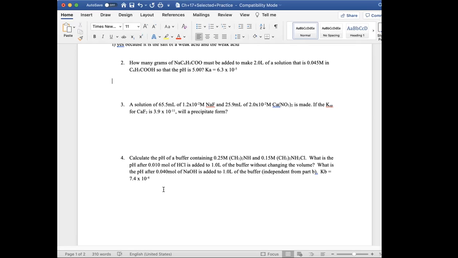So we're going to find Q, and based on that, compared to the Ksp, we'll see if a precipitate forms. And there's going to be common ion effects here, because the NaF is going to break apart into sodium and fluoride ions. Fluoride is a common ion to the CaF2. And then the calcium nitrate will break apart, and the calcium is a common ion to the CaF2. So there's going to be common ion effects from both of these, and that's going to work against its solubility. My guess right away is that a precipitate won't form, but let's see.